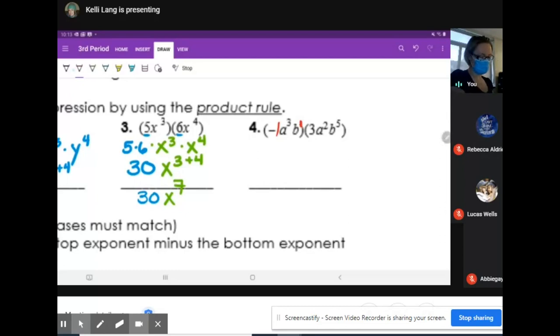And that's going to help me to not forget that later. So let's rearrange these. We'll put our numbers first. So I'll write negative 1 times 3. Then I'll do my a's, a cubed times a squared, and then I'll do my b's, b to the 1 times b to the 5.